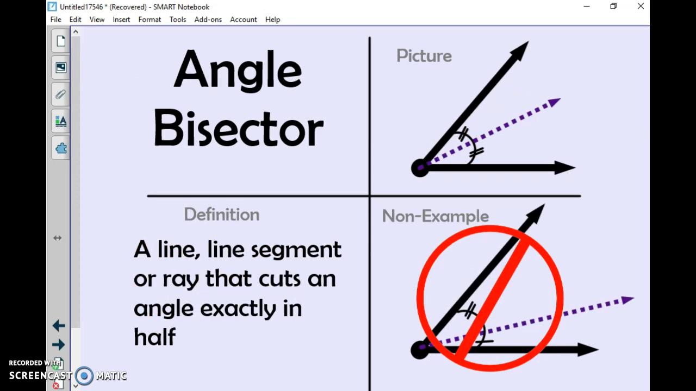Very similar to segment bisector. This time it's just bisecting something else. It's cutting an angle in half, okay? Cuts that angle in half. If it's exactly in half, then we know they're equal angles, so we have to put these little tick marks. Okay, they have to match. Look at the non-example, those don't match. It's not exactly in the middle. But an angle bisector is exactly in the middle. All right, so angle bisector.